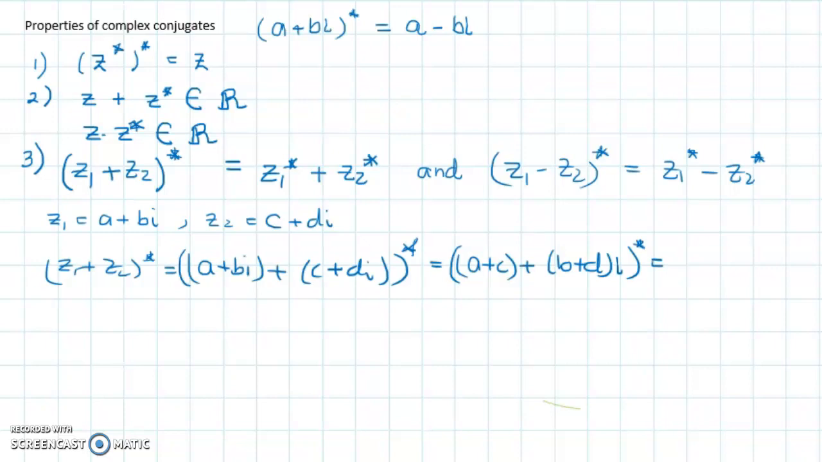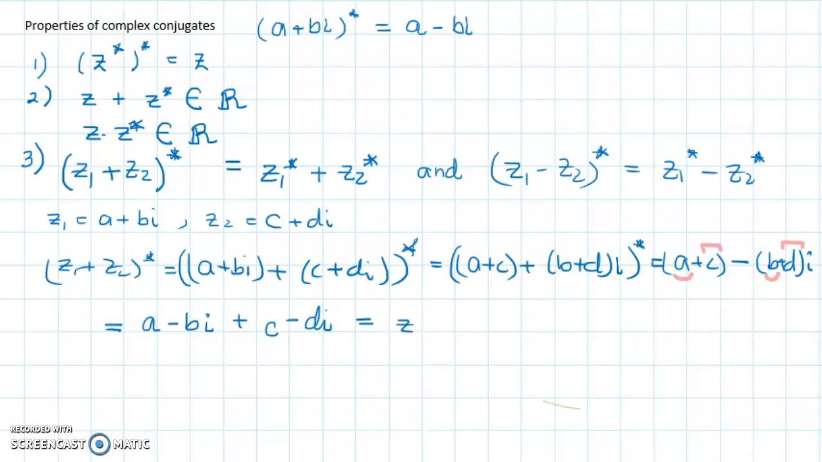so I need to change the positive sign in between the two terms. So a plus c minus b plus d multiplied by i. Now I'm going to write this as a minus bi, so I'm taking this part and this part, and then plus c minus di. So I'm again splitting according to which one of the complex numbers this is coming from.